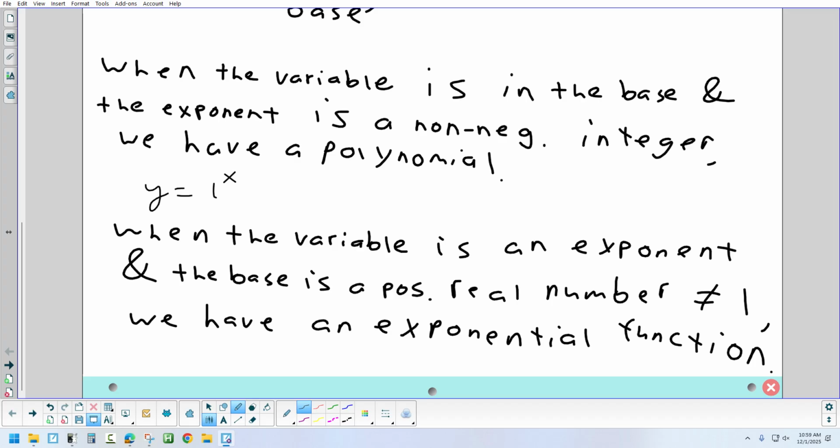So any question on the difference between a polynomial and an exponential? Polynomials can have a lot more different kinds of looks when you graph them. Exponentials really only have a couple.